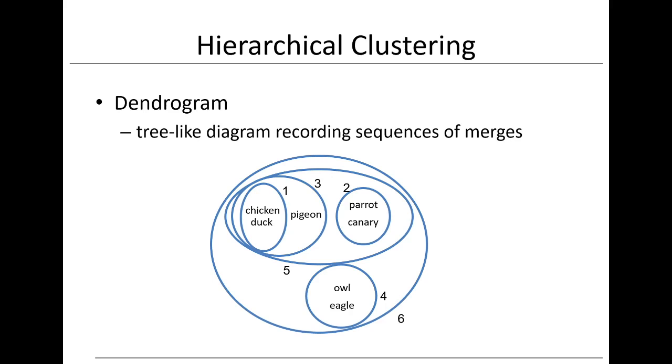First, we group chicken and duck, then parrot and canary. Step 3 adds pigeon to the chicken and duck cluster. Step 4 clusters owl and eagle. Step 5 merges the clusters obtained in step 2 and 3, and step 6 merges everything together. An obvious question is, where should we stop clustering?